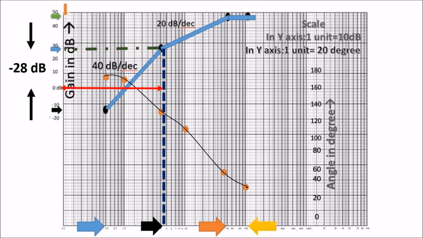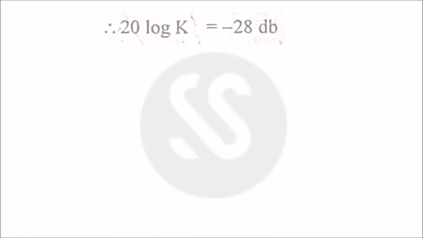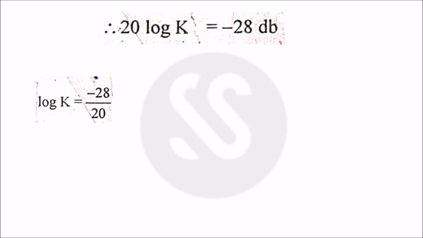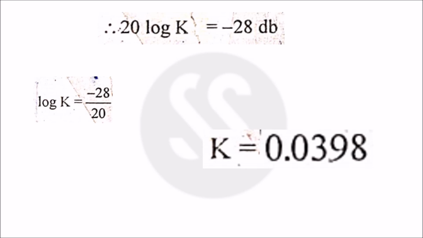Why have you taken -28? I have not taken -28. What I did is, from this line I subtracted 28 to get this line. My ultimate aim is to get this line because I want to make k equal to 1. So 20 log k equals -28 dB. If you solve for k, log k is equal to -28 by 20, and k equals 0.0398. This is the k value.